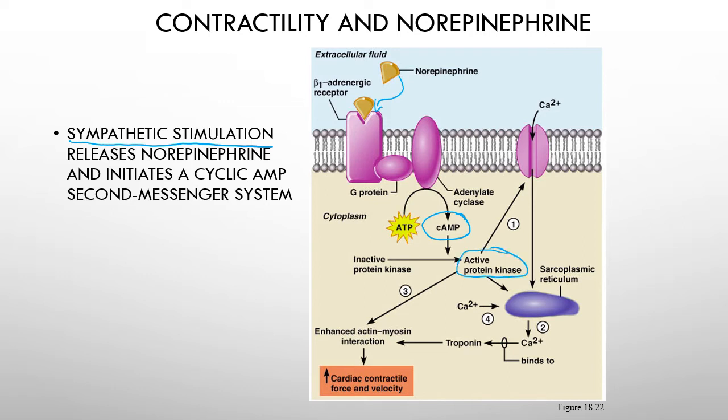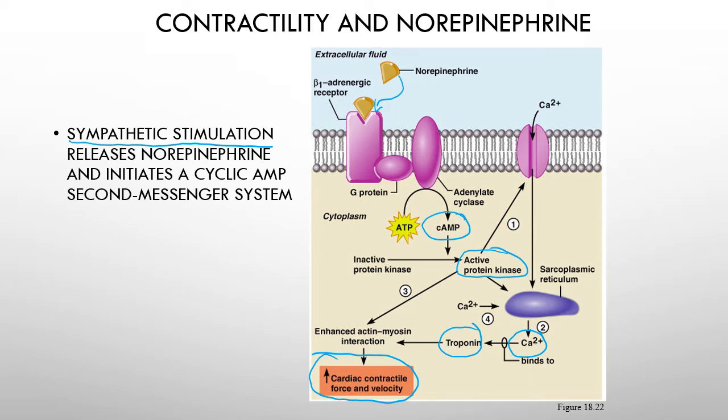So we start to get protein kinases that are increased in their activity, and that's going to lead to more calcium becoming bound to troponin. Troponin is kind of the key to our muscle contraction, and that's going to then lead to our increased heart contractile force as well as the speed of the contraction itself.